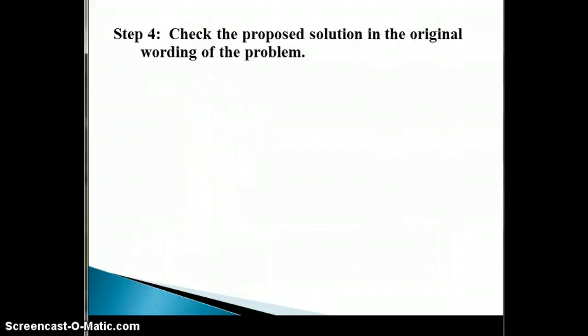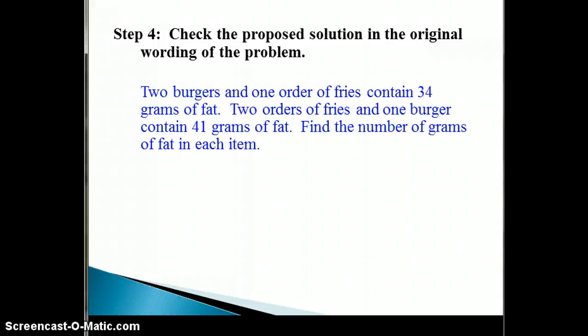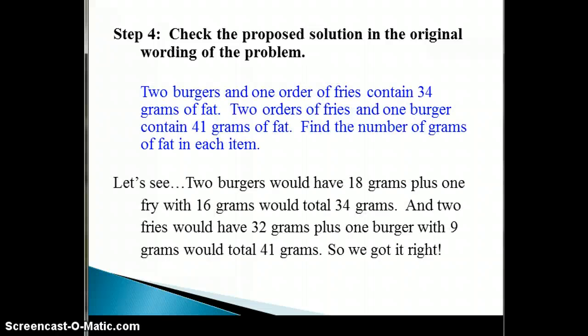Our last step is to check our answer in the original wording of the problem. Let's see, 2 burgers would have 18 grams of fat plus 1 fry would have 16 grams of fat, and this would give us a total of 34 grams of fat. And 2 fries would have 32 grams of fat plus 1 burger would have 9 grams of fat, which will give us a total of 41 grams of fat. So we got it right.